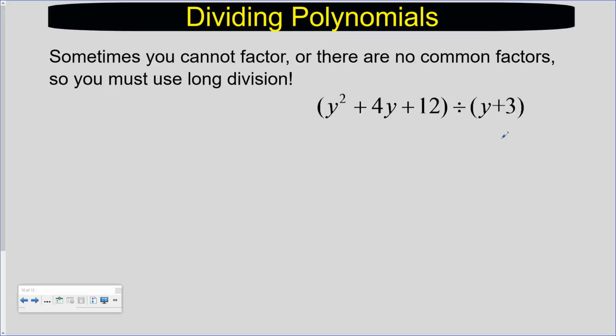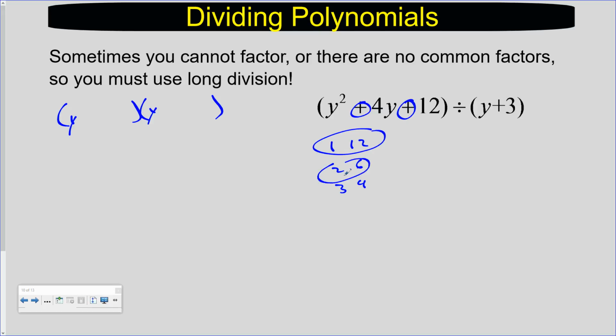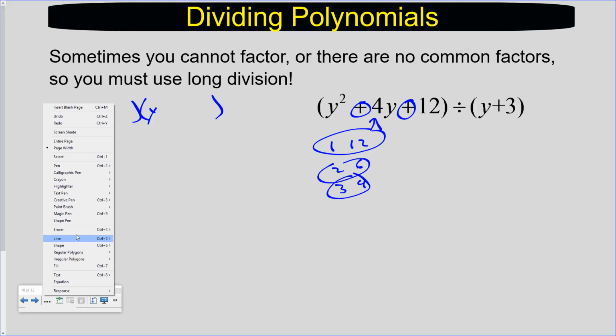Sometimes, though, we can't factor. Or, once you factor, there are no common factors. So let's go ahead and try and factor this guy real quick, just to see if it works. Factors of 12 that add up to 4. So the factors of 12 are 1 and 12, 2 and 6, or 3 and 4. But they both have to be positive. There's no way to add up any of these and get 4, is there? So we're going to have to do something different.